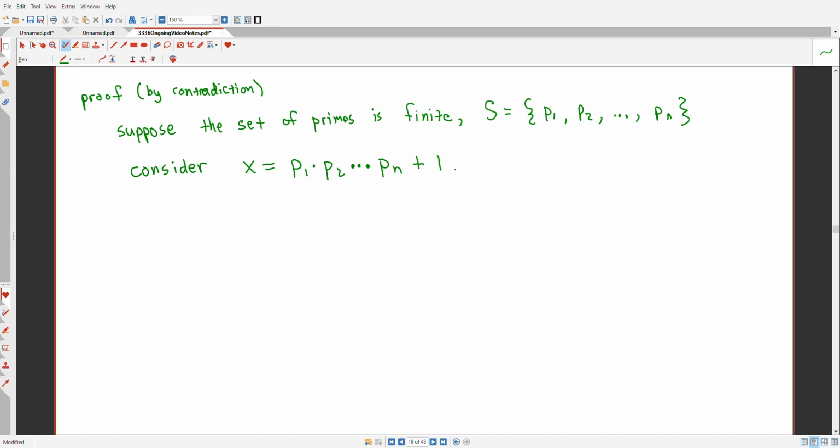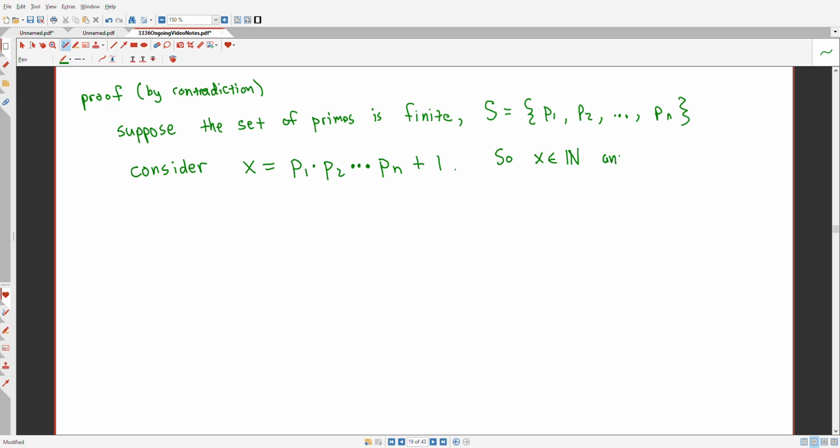And the point here is that this thing I'm calling x has to be a number. It's a bunch of numbers multiplied plus 1. So x is, this is a very trivial observation. X is a natural number here.